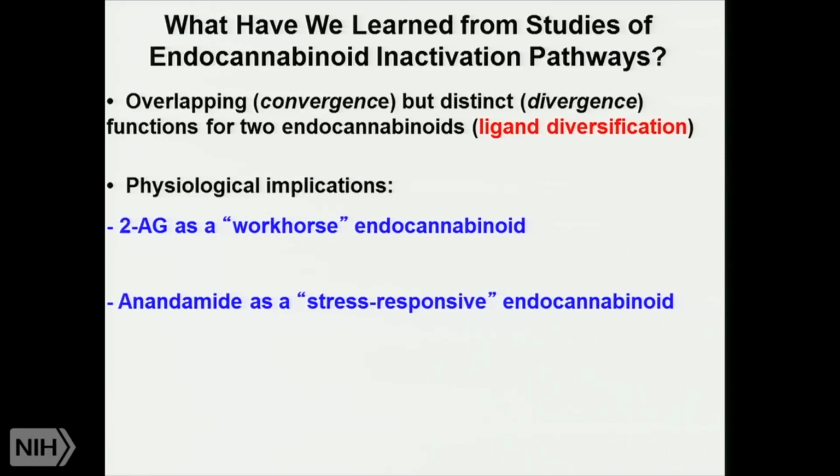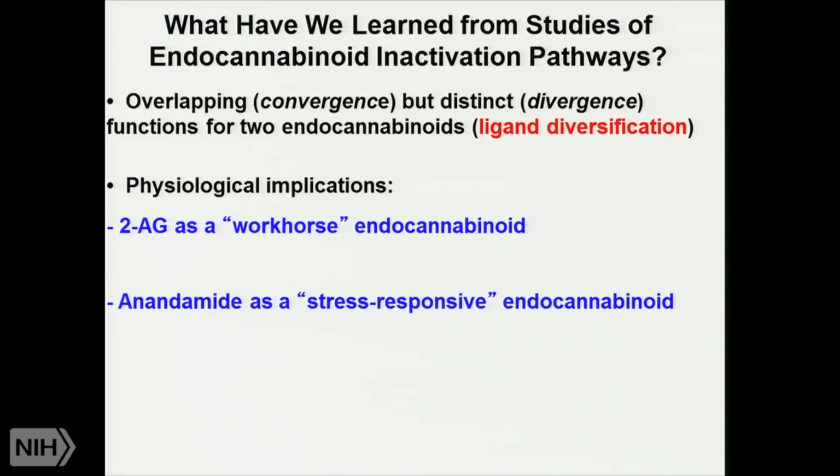There are some physiological implications to the work that's been done in understanding endocannabinoid and activation pathways. We might come to the conclusion that 2-AG is more of a workhorse endocannabinoid, broadly expressed throughout the nervous system, tonically being released to regulate a variety of neuroplasticity processes, which I think Ken will review later on. And I think he'd probably agree that most of those appear to be due to 2-AG production.